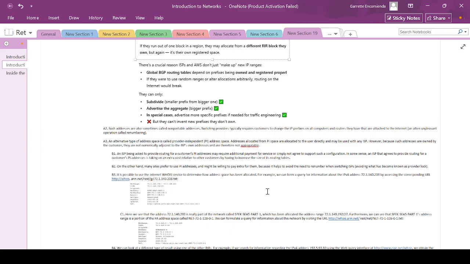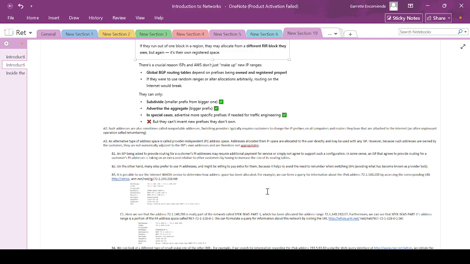There's a crucial reason ISPs and AWS don't just make up new IP ranges: the global BGP routing tables. Global BGP routing tables depend on prefixes being owned and registered properly. If they were to use random ranges or alter allocations arbitrarily, routing on the internet would break.